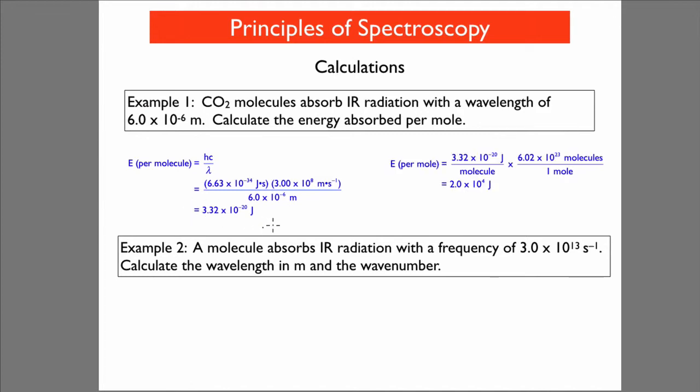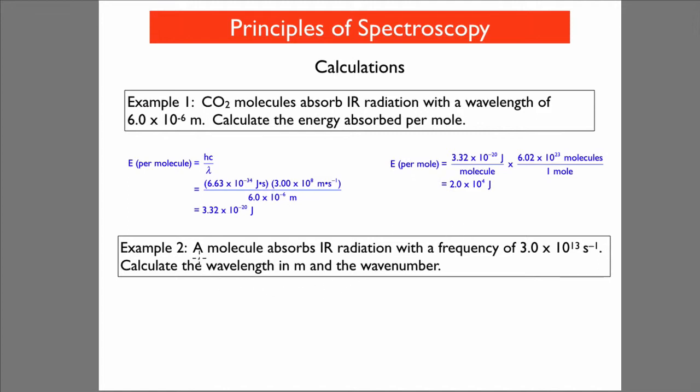Next step, we're going to use conversion factors. We know that 6.02 × 10²³ molecules is 1 mole, and so we know what it is per molecule. We do the math to give us the answer in joules.